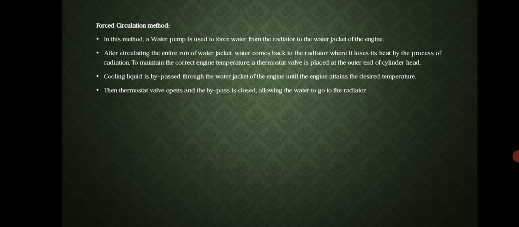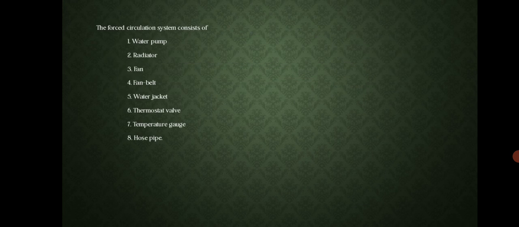engine temperature, a thermostat valve is placed at the outer end of the cylinder head. Cooling liquid is bypassed through the water jacket of the engine until the engine attains the desired temperature. Then the thermostat valve opens and the bypass is closed, allowing the water to go to the radiator. The forced circulation system consists of water pump, radiator, fan belt, water jacket, thermostat valve, temperature gauge, hose pipe.